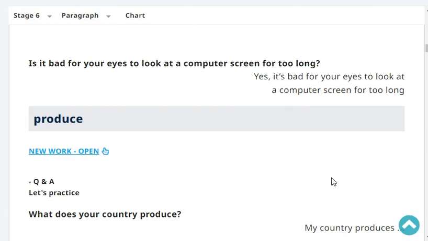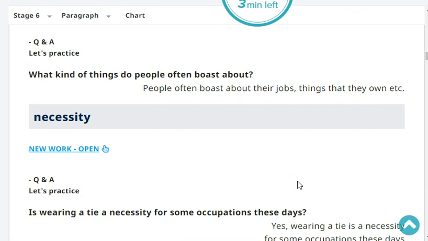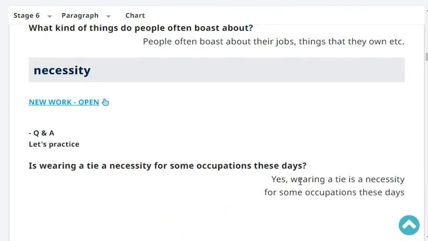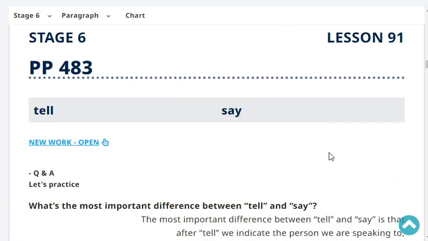Boast. What kind of things do people often boast about? People often boast about their jobs, things that they own, etc. Necessity. Is wearing a tie a necessity for some occupations these days? Yes, wearing a tie is a necessity for some occupations these days.